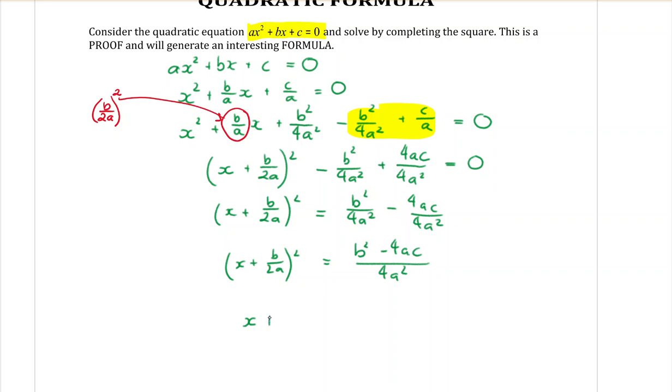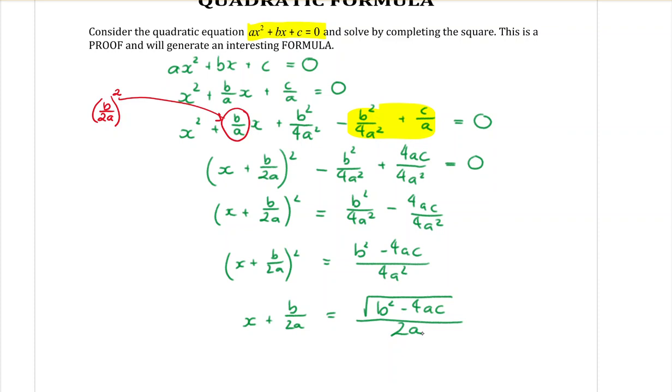Unfortunately, I cannot square root the top of the fraction on the right-hand side. It doesn't square root very nicely. So I have to put a big square root sign over the b squared minus 4ac. However, the bottom of this fraction, the 4a squared, that does square root nicely. You can square root the 4 and it gets a 2, and the square root of a squared is just a.